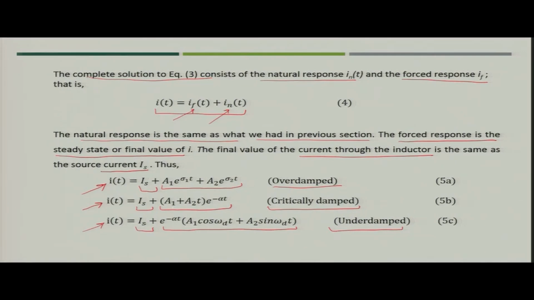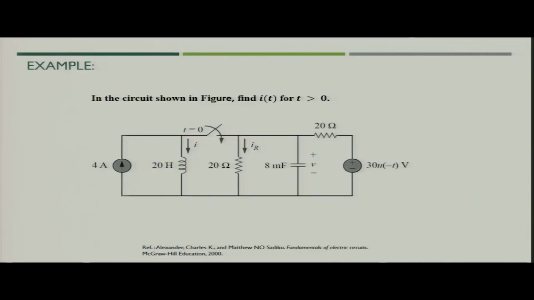So, how can we find them? We can again use the initial values of current and voltage, that is, the current flowing through the inductor and the voltage across the capacitor, to find out the values of A1 and A2. Now, how will we do this? Let us take one example so that things are more clear.